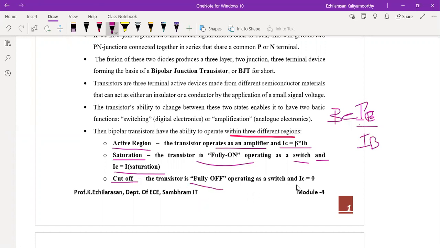So then we can say there is no output current, that is IC, there is no collector current. The collector current will be equal to 0, then we can say the device is in cutoff mode. So these are the three important different regions in which the transistor will work.